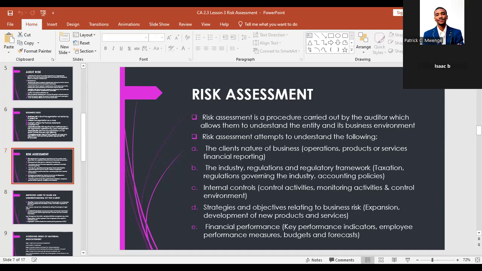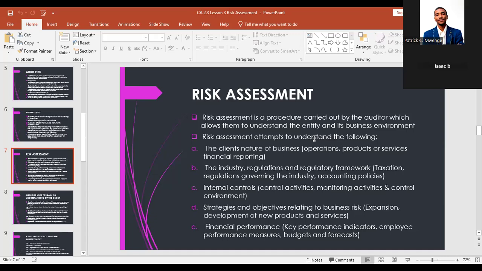So risk assessment attempts to understand the following. So one, the client's nature of business. So we need to understand what business industry the client is operating in, right? We need to understand the products and services of that particular client. So if we understand the particular industry, the products and services, we can understand which areas we can focus the audit on.